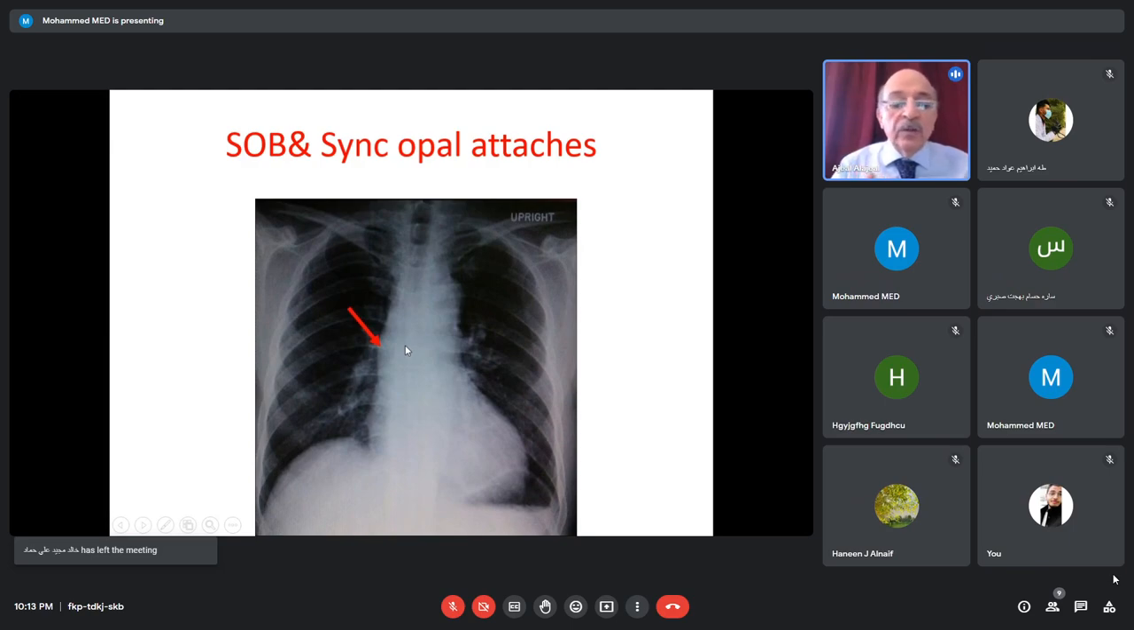Of course, on examination, if you put your hand for palpation in the second intercostal space to the right, you may feel a thrill. And when you listen, you will hear a very harsh murmur, the characteristic murmur of aortic stenosis. Next slide, please.